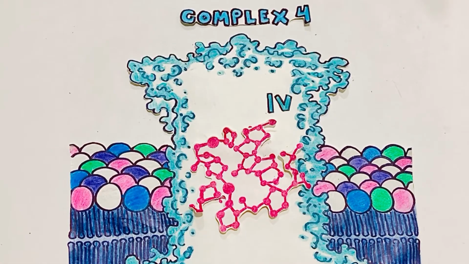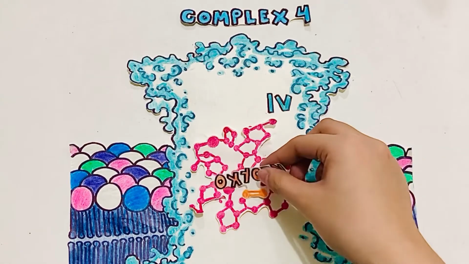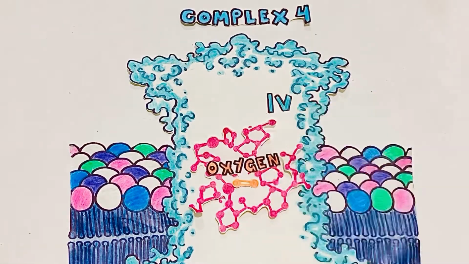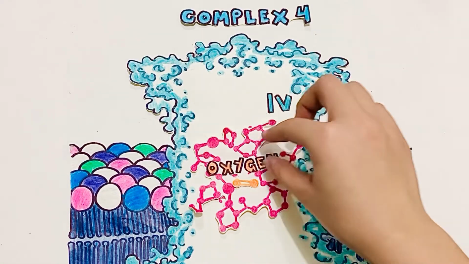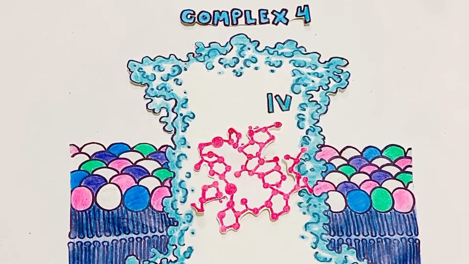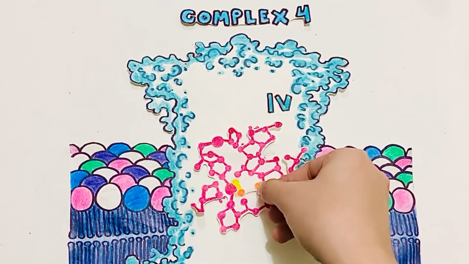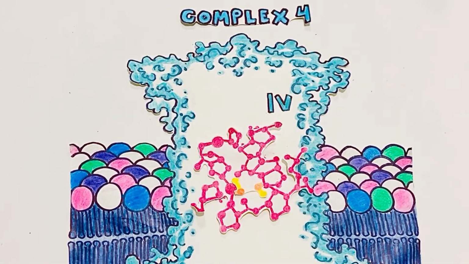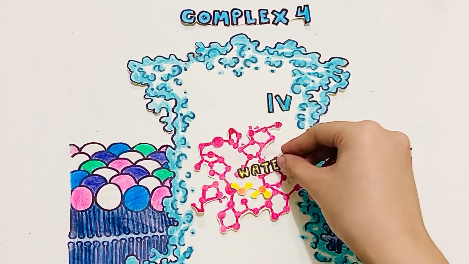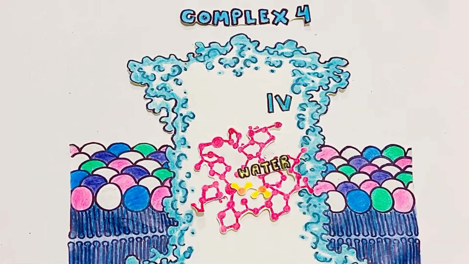The proton gradient is strengthened because 4 protons from the matrix are incorporated into water molecules, and another 4 are pumped into the intermembrane space. In the absence of oxygen, the electron transfer comes to a halt, meaning ATP synthesis also stops. Indeed, the reason we breathe oxygen is so that it can serve as the final electron acceptor at the end of the electron transport chain.